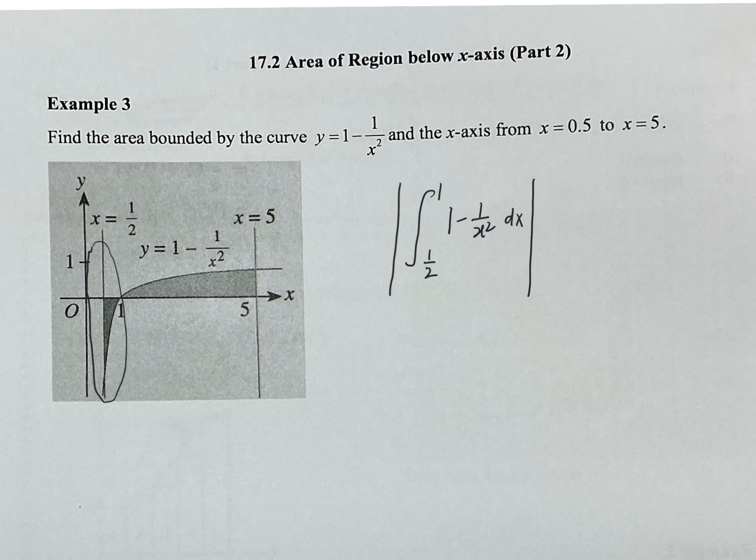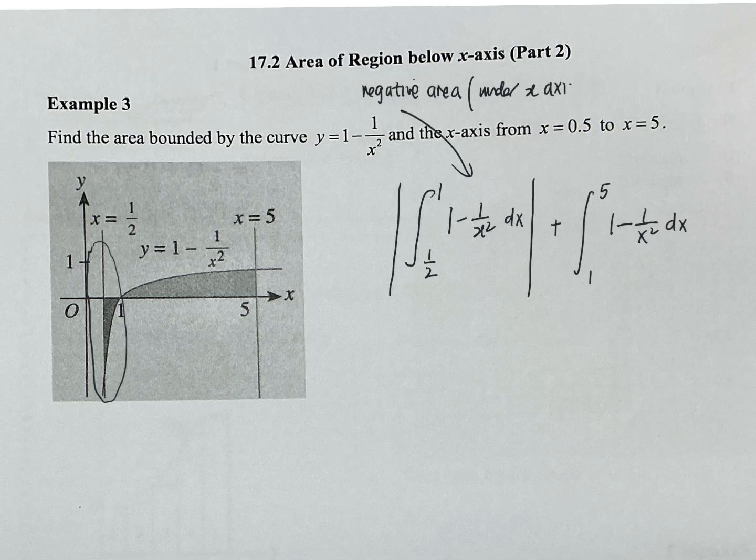Then there's a second half that I need to integrate, which is from 1 to 5. The same expression. So take note, you need to split because this is a negative area since it's under the x-axis. So everything else is the same. So if you integrate this thing, you get x. This, if you write it easier, it's like that.